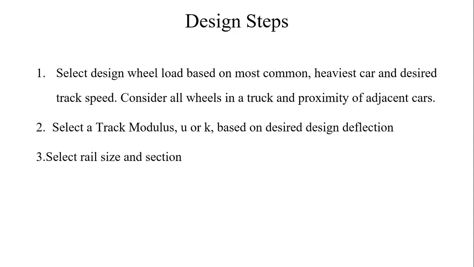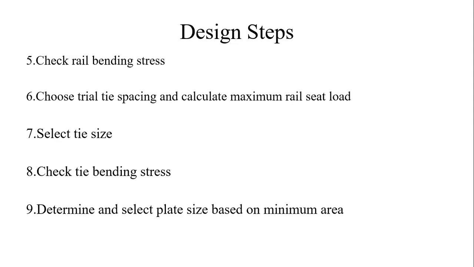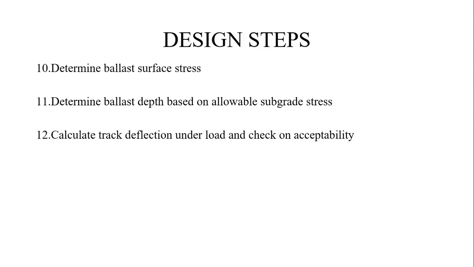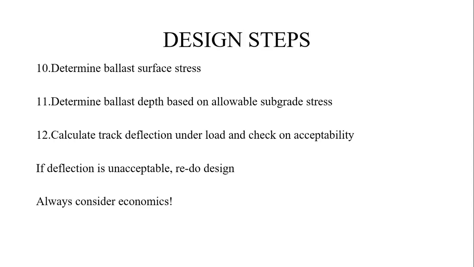Then we select rail size and section. We calculate moments and loading coefficients. Then we check the rail bending stresses. We choose trial tie spacing, select tie size, check bending stresses in the tie, and determine and select plate size based on the minimum area. And determine the ballast surface stress, determine ballast depth, calculate track deflection, and check on acceptability. If the deflection is unacceptable, redo the design. So these were the brief steps.